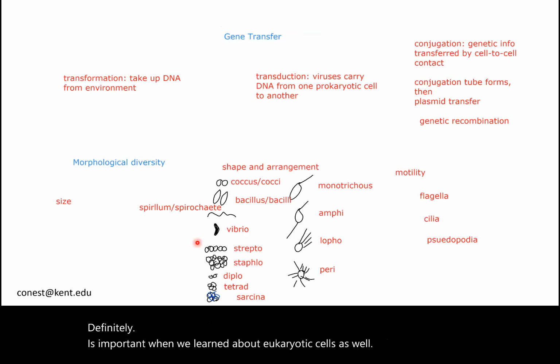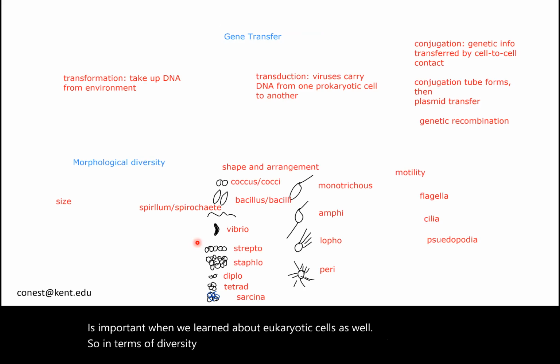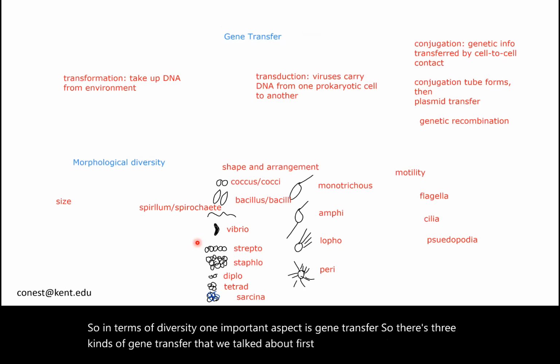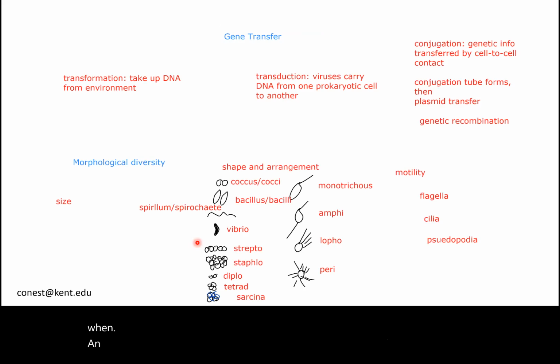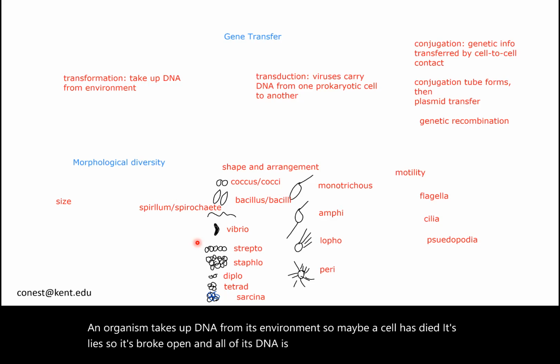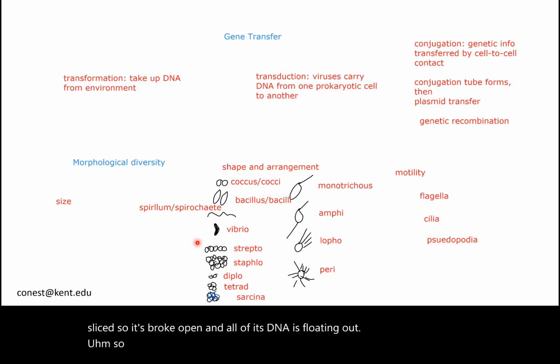So in terms of diversity, one important aspect is gene transfer. There's three kinds of gene transfer that we talked about. First, we have transformation. That's when an organism takes up DNA from its environment. So maybe a cell has died, it's lysed, so it's broken open and all of its DNA is floating out. So that can be transferred to another organism.